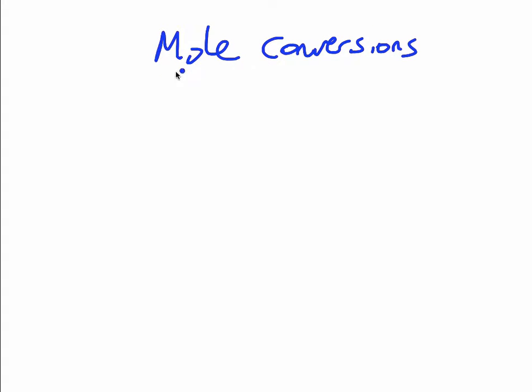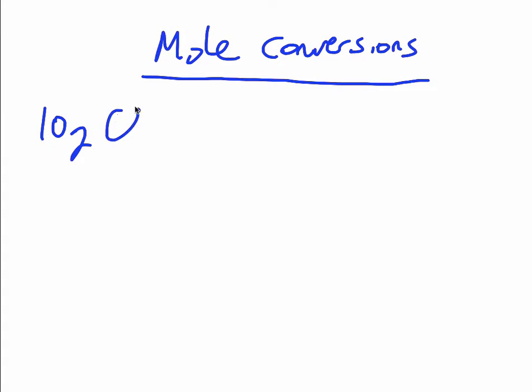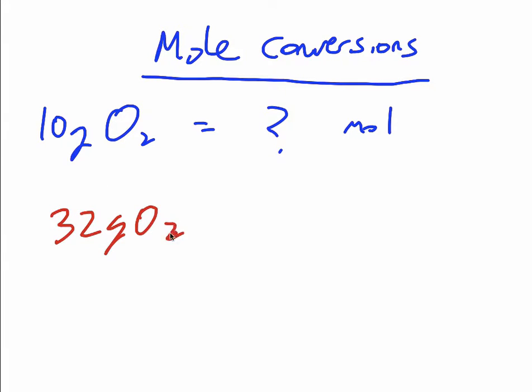Let's say I had a problem that said I have a 10-gram sample of oxygen, and they want to know how many moles of oxygen that would be. The first thing we're always going to do is set up the molar mass of oxygen. When I look on the periodic table, each oxygen can be rounded up to 16 grams per mole. So 32 grams of oxygen would be 1 mole. That means one huge grouping of oxygen weighs 32 grams, and it's so small, we need that huge grouping to make that number reasonable.